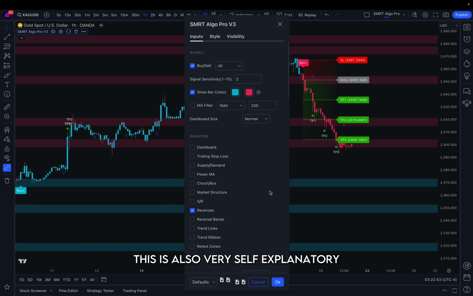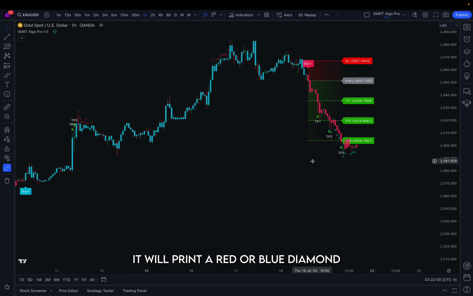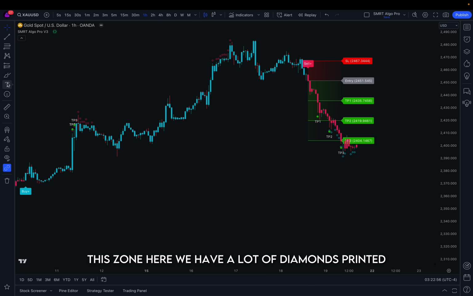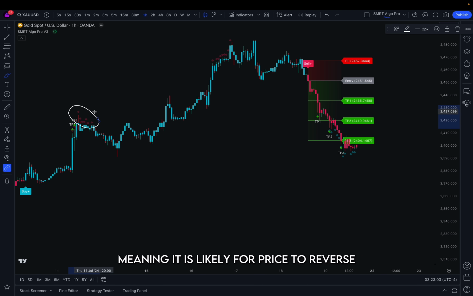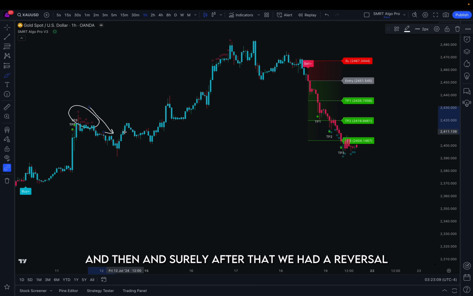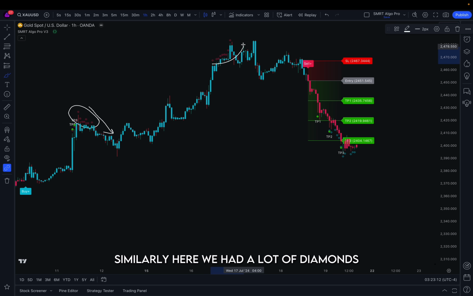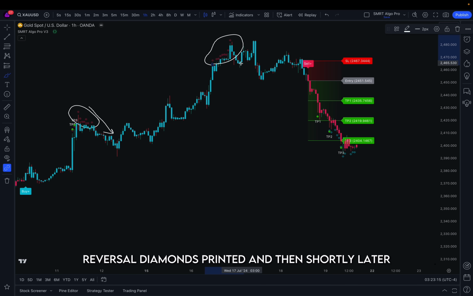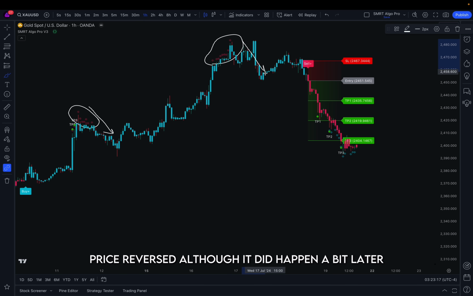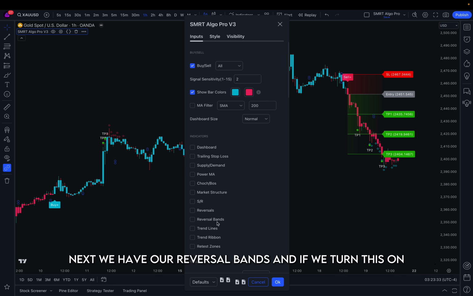Next up, we have reversals. This is also very self-explanatory. It will print a red or blue diamond in areas where it is likely to reverse. For example, this zone here, we have a lot of diamonds printed, meaning it is likely for price to reverse. And shortly after that, we had a reversal. Similarly here, we had a lot of reversal diamonds printed, and then shortly later, price reversed, although it did happen a bit later.